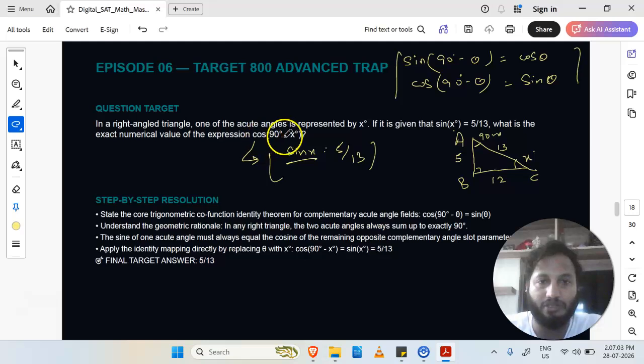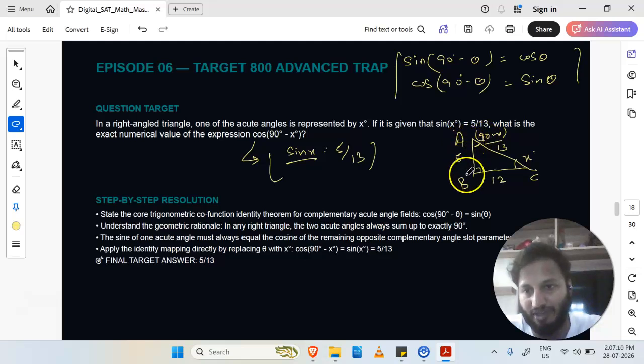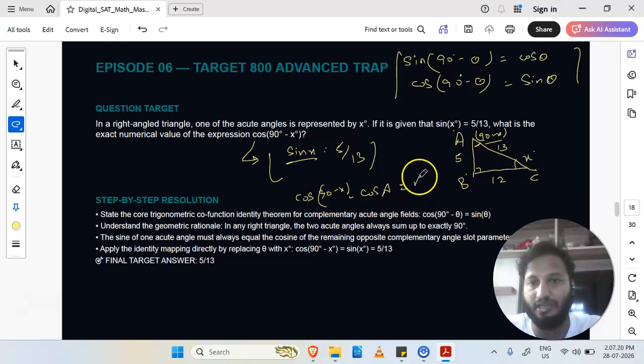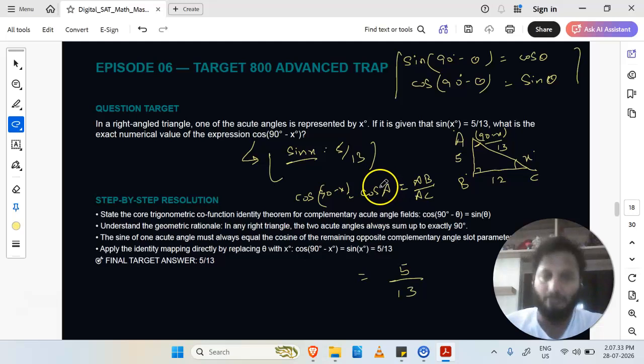Now cos(90 - x). This angle is 90 minus x. Cos of A, this angle A, cos of A is side adjacent, which is 5, over hypotenuse, which is 13. So cos(90 - x) is cos A, which is AB, the side adjacent to angle A, over AC, which is the hypotenuse. So AB is 5, AC is 13. So even if you don't know the relation, this is how you can approach it and solve it in the stipulated time given in the SAT exam.